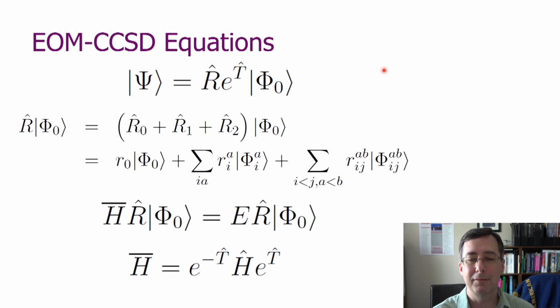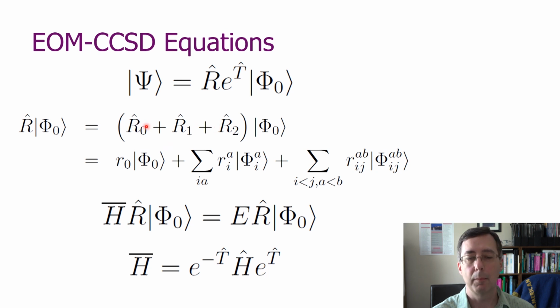I won't derive it or anything, but just to trace through a few of the equations. My wave function looks like a reference Hartree-Fock determinant hit by e to the T, just like in normal coupled cluster theory, and also hit by this operator R, which is new for excited states. What is that? R is a linear excitation operator that gives you your reference determinant, singly excited determinants, and doubly excited determinants. So very analogous to CISD or something.